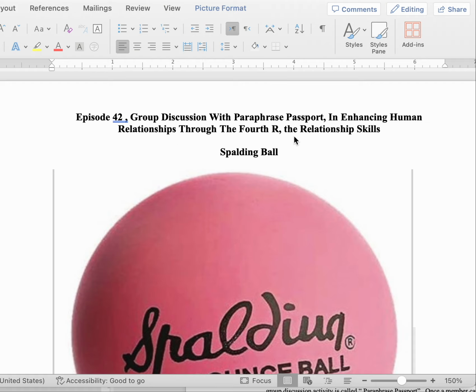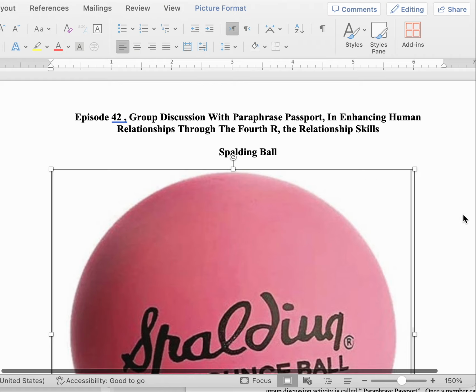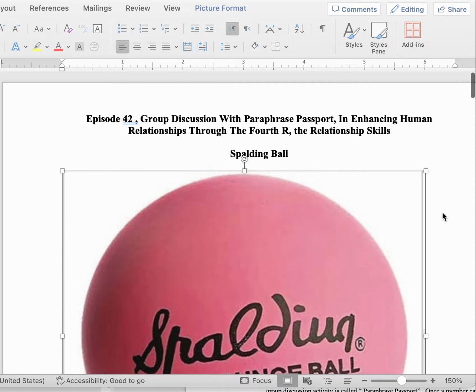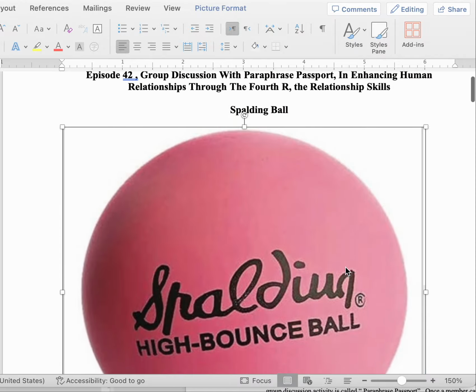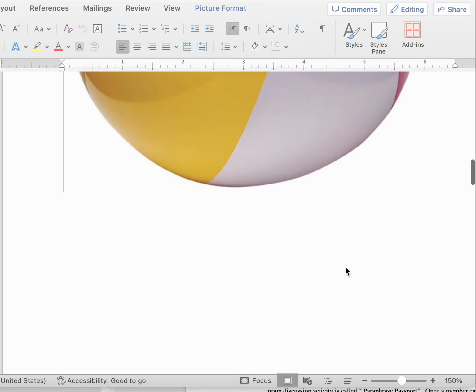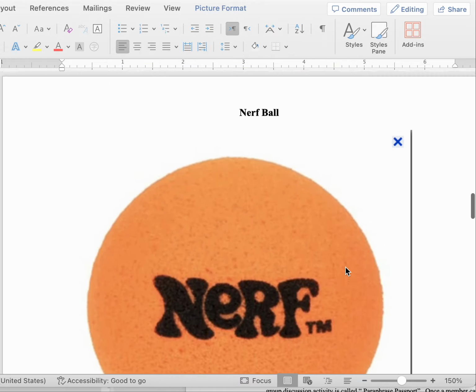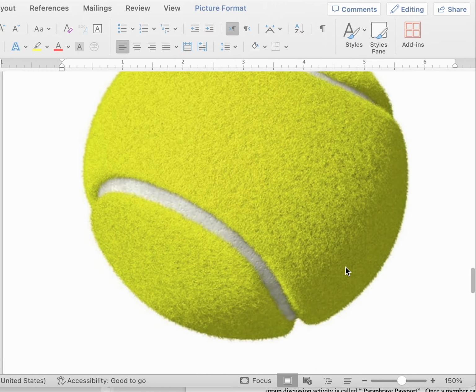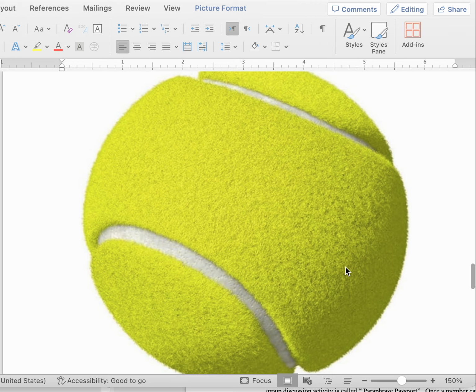Group Discussion with Paraphrase Passport. And once again, this is a group relationship activity for small groups. With this activity, we'll be using different kinds of balls, such as a Spalding ball, a beach ball, a Nerf ball, or a tennis ball. Each of these balls can be utilized.